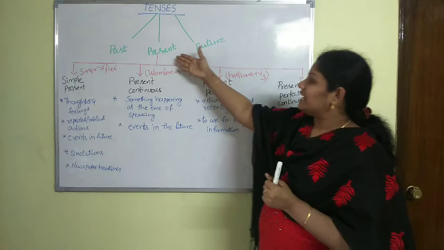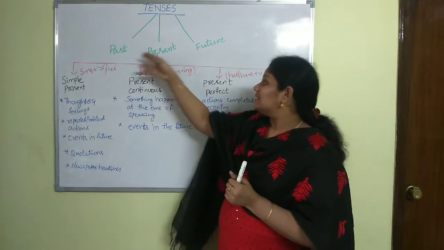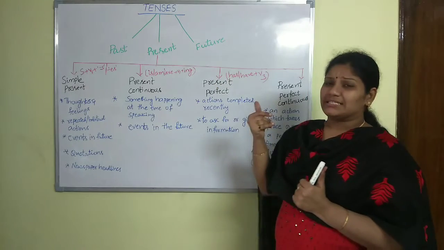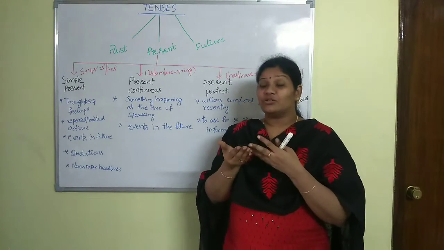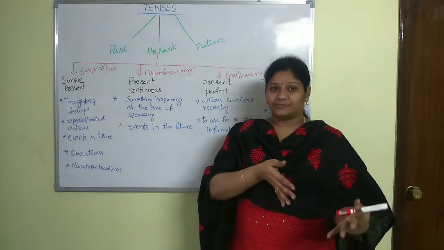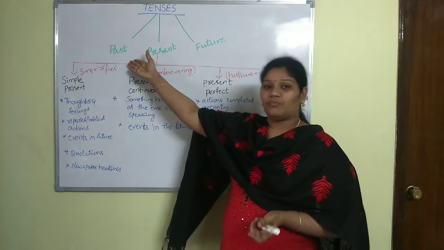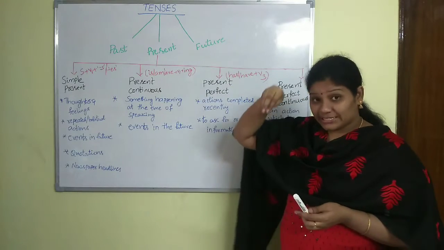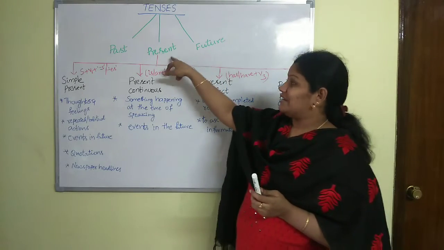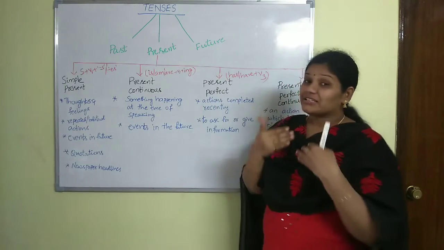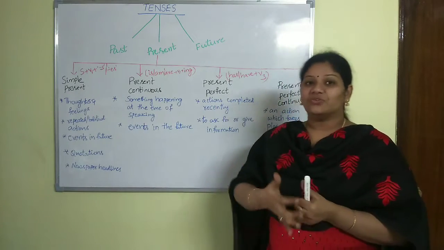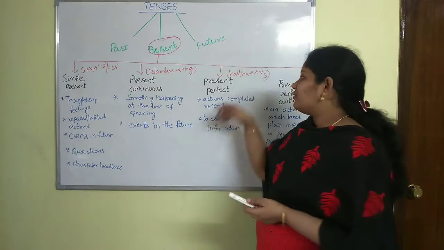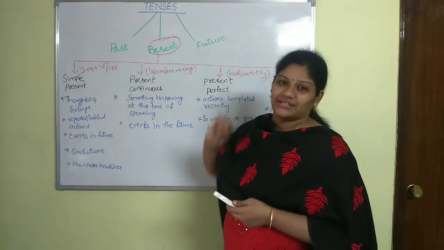So we have three tenses: past tense, present tense and future tense. So what is past tense? The actions that took place in the past are said to be in past tense. The actions which take place at present are said to be in present tense, and the actions which will take place in the future are categorized as future tense. In this video we are going to discuss only present tense.